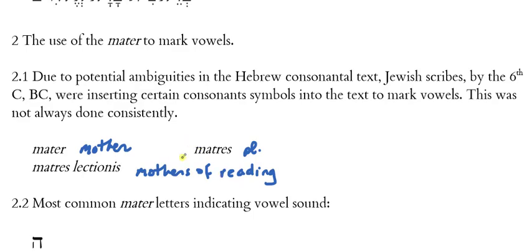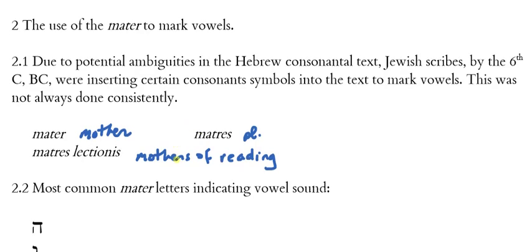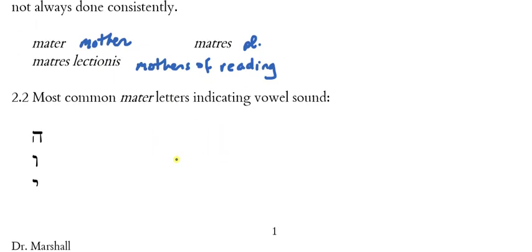Now, the most common mater letters indicating vowel sounds were he, vav, and yod. And I have those here on your notes for you. He, vav, and yod. Now, the he was used frequently to represent an A sound or sometimes an O sound.